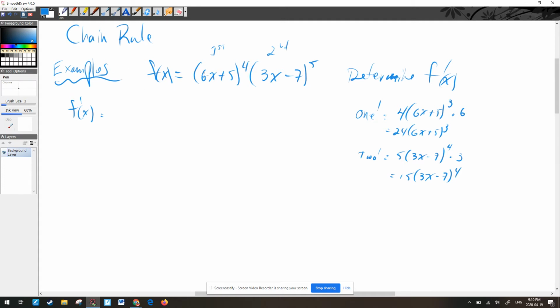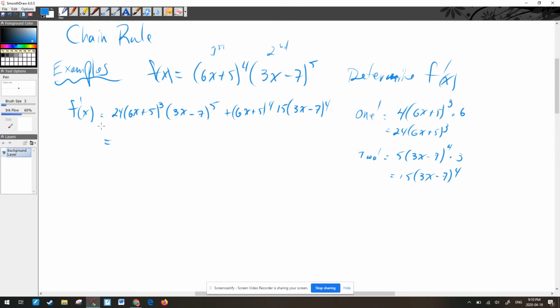So back we are here. So we're going to do the derivative of the first. We got it right there. So the derivative of the first is 24 6x plus 5 cubed times the second, which is not modified at all. It's just straight up times the second, not plus, minus. 3x minus 7 to the fifth, plus the first, again, not differentiated, just the first, 6x plus 5 to the fourth, times the derivative of the second. Well, we did that over here. So that's going to be times 15 bracket 3x minus 7 to the fourth.